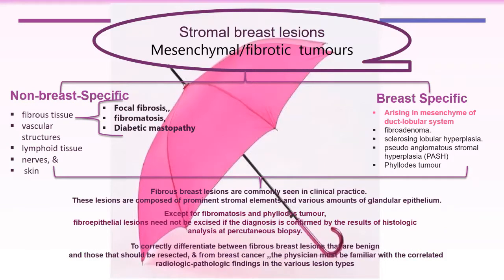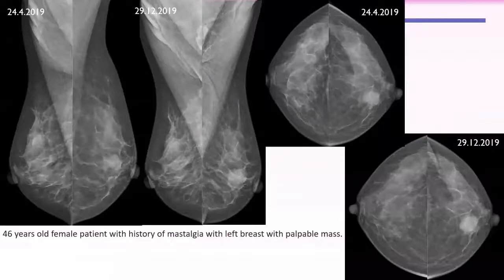To correctly differentiate between these types of lesions, those we need to surgically excise, those benign ones that need no excision, and breast cancer, we definitely have to be familiar with these entities and with the radiology-pathology correlation findings, to understand concordant and discordant lesions and to differentiate which lesion necessitates further workup. Okay. Question, Dr. Rabab.